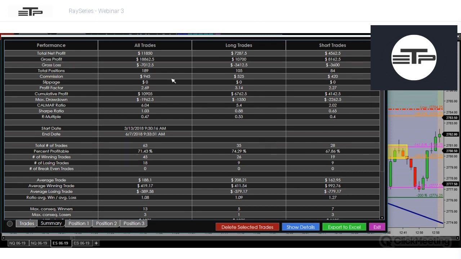Okay, perfect. So as statistics say, we've made $11,850. I'm just going to recap this. Over the entire contract with 3 different positions, our percentage profitable was 71.43%. And our profit factor, which is really our gross profit divided by our gross loss, is 2.69. Maximum drawdown is $2,000, which is approximately 20% of the needed account to be able to trade this.